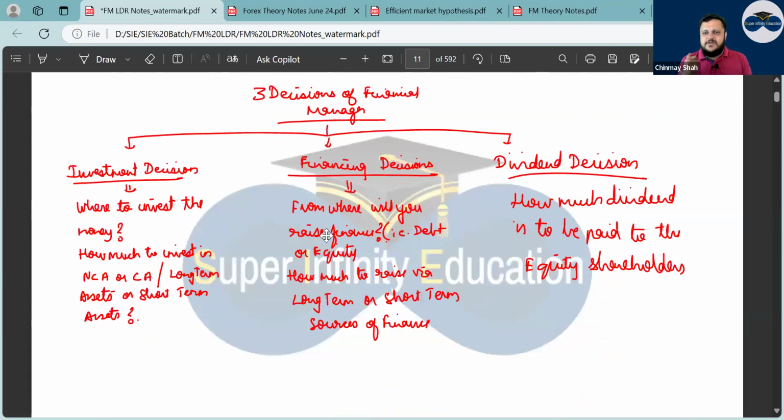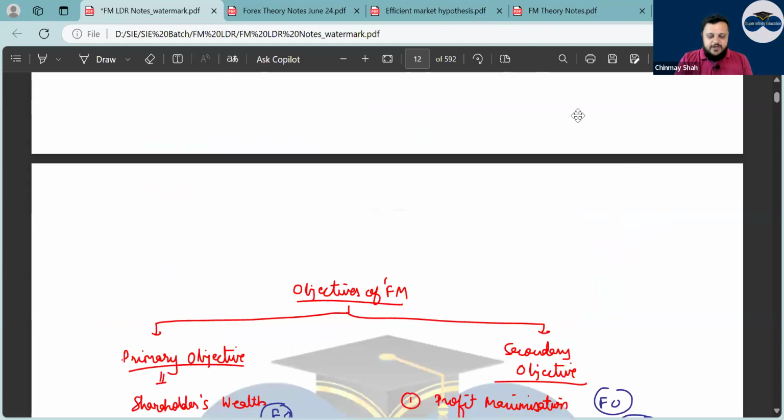Decisions of financial management: investment decision, financing decision, and dividend decision. You won't believe it, in AFM there is one chapter on each of the three decisions. There is one chapter on dividend decision, one chapter on financing decision, and one chapter on investment decision. When you come to AFM, these will all go into detail. Where to invest the money, how much to invest, from where will you raise the money, and how much dividend to be paid.